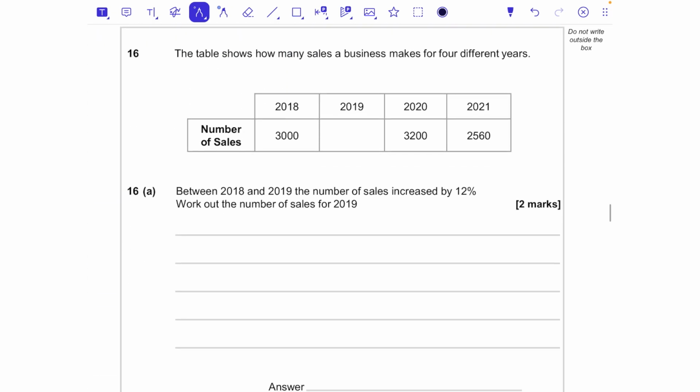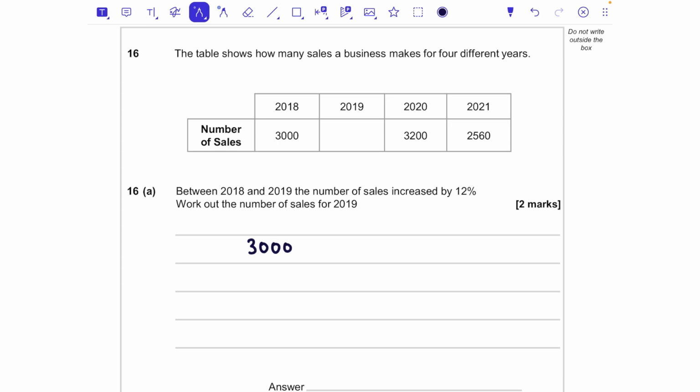Question number 16. The table shows how many sales a business makes for 4 different years. Number of sales, we've got 3,000, we've got 2019 that's missing, 3,200 for 2020 and 2,560 for 2021. Between 2018 and 2019, the number of sales increased by 12%. Work out the number of sales for 2019. So we want to increase 3,000 by 12%.